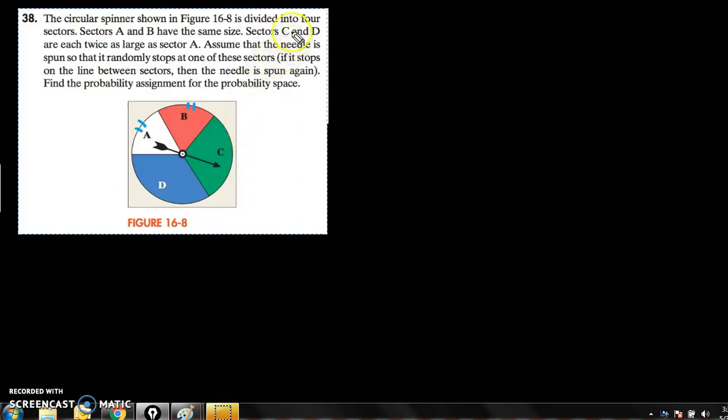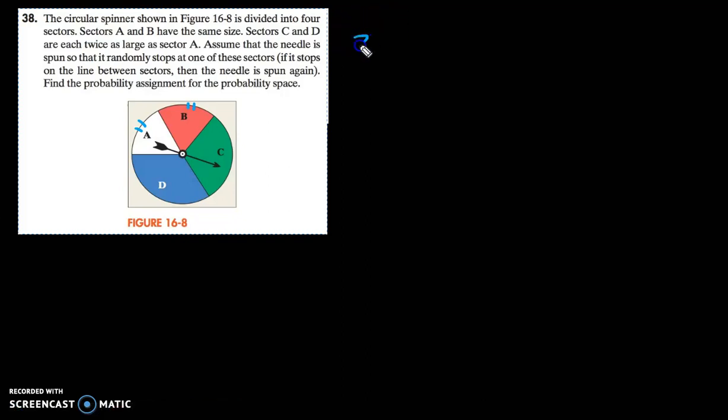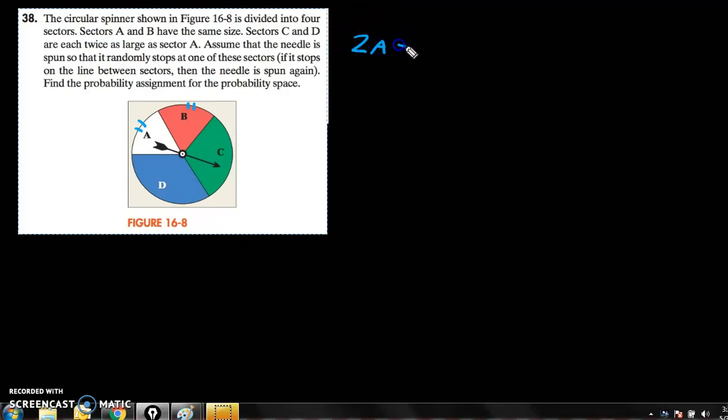So I think that seems like they're saying C and D are the same size too, because sector C and D are each twice as large as A, means that 2 times A would equal C, and 2 times A would equal D. So each of them individually are twice as big as A.